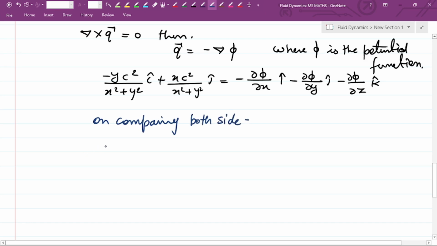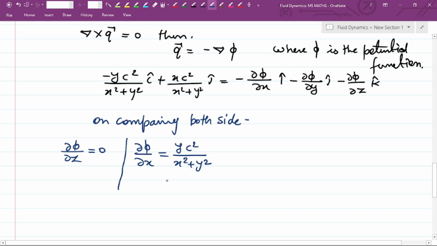So what can we get? Dou phi by dou z will be 0, because there is no component of k cap. Then, in the next, dou phi by dou x is basically y into c square upon x square plus y square, because of the minus. And how can we solve it?